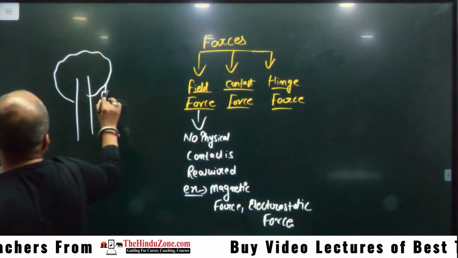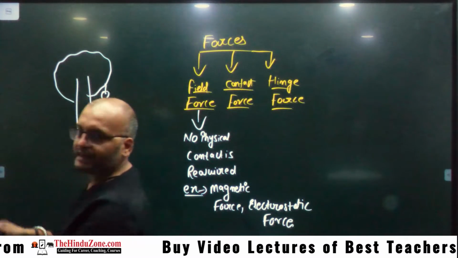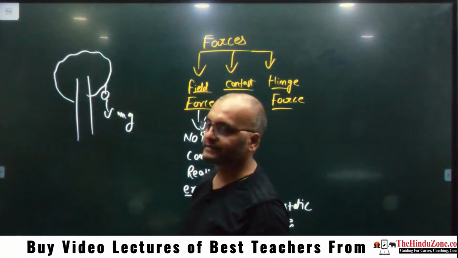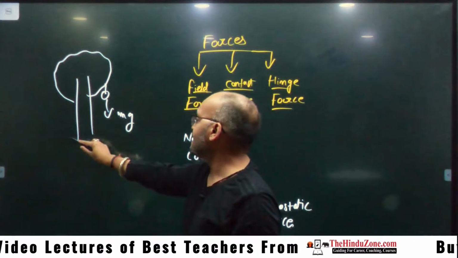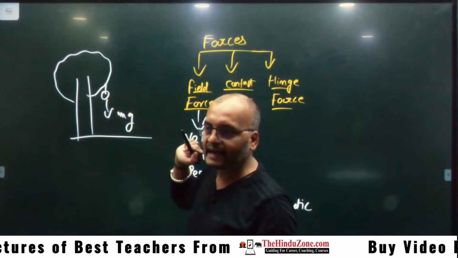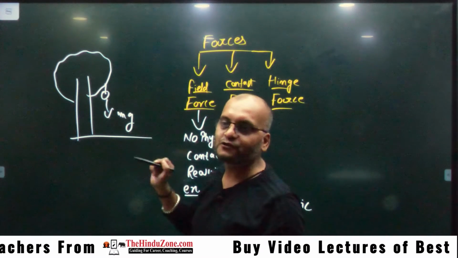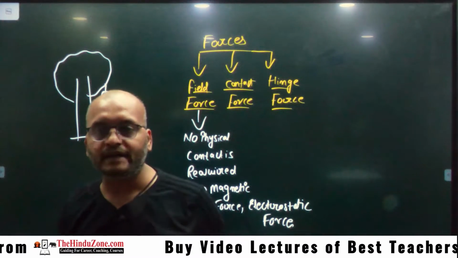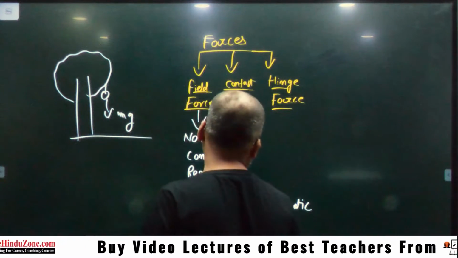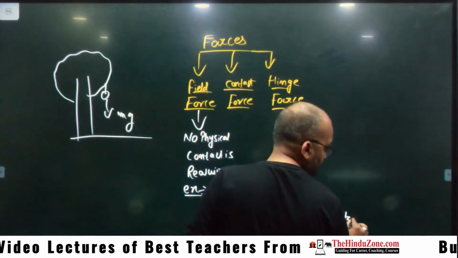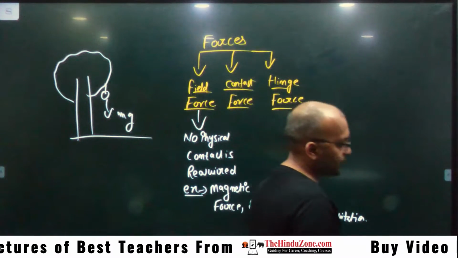Suppose this is a tree and an apple is hanging on the tree. So is its weight acting downwards or not? It is not in contact with the Earth, still its weight is acting in the downward direction. So gravitation is also a field force. No contact is required. Please note it down.